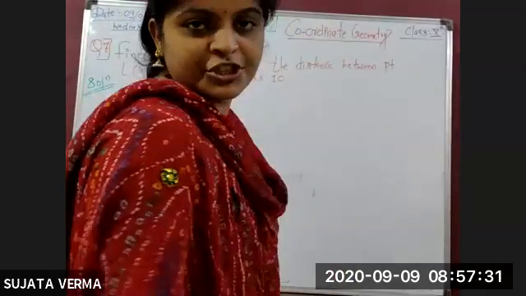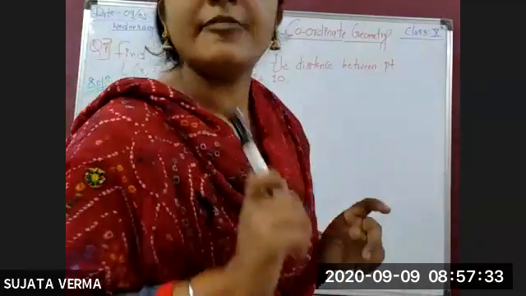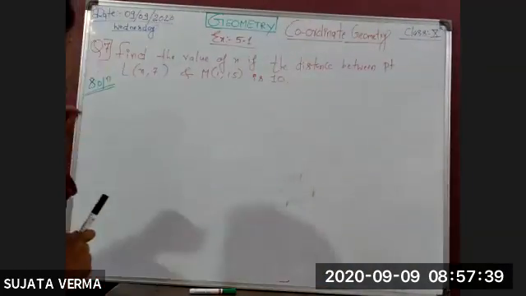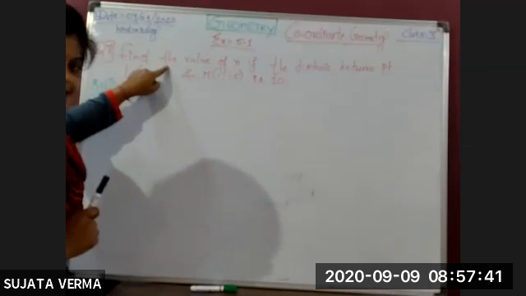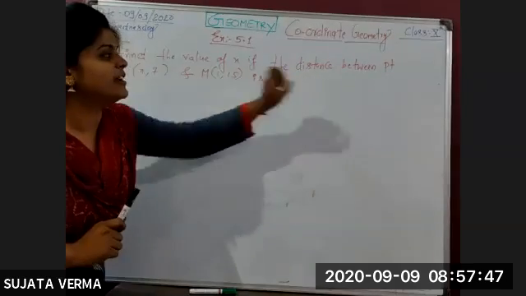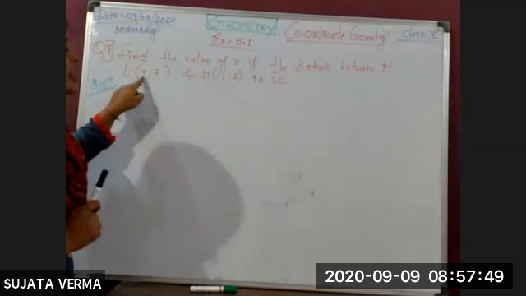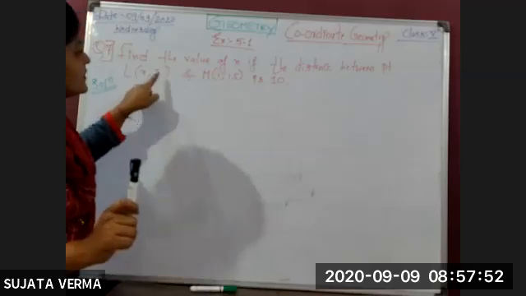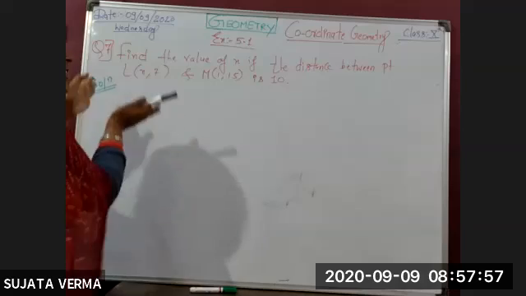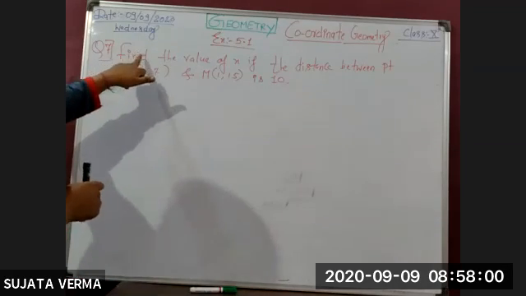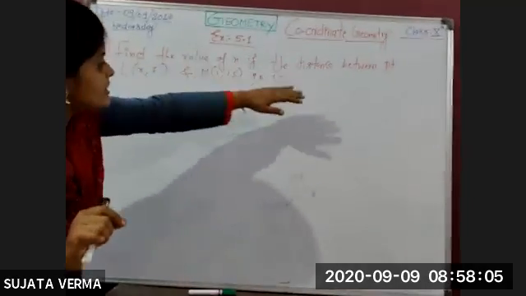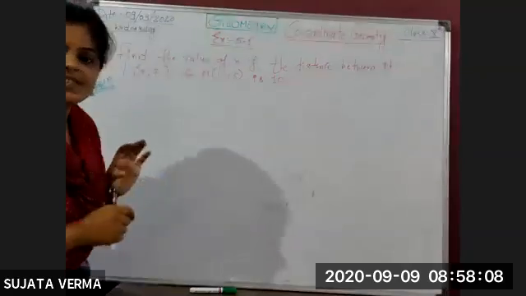Now first question, that is from practice set 5.1. Practice set 5.1, question number 7. Find the value of x if the distance between points L and M, whose coordinates are given as (x, 7) and (1, 15), is 10. Listen, we read the question again. What is it saying? Find the value of x. We have to find the value of x. The distance between two points is given.